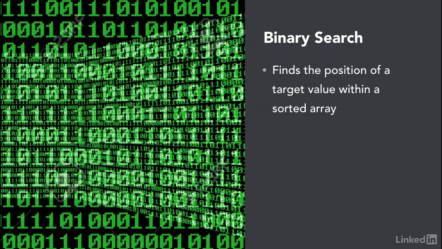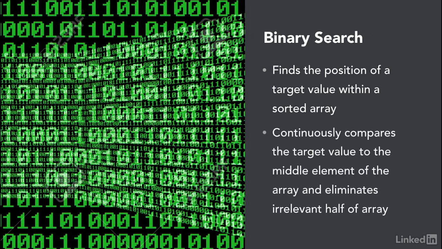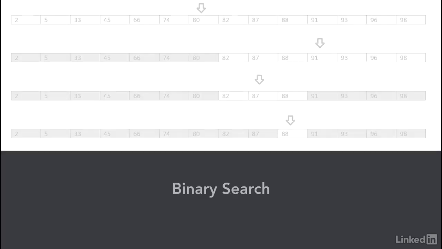That's important to remember, the keyword sorted, because without it being sorted, we're not able to implement this. The way it does this is by comparing the target value to the middle element of the array. If they are unequal, the half in which the target can't be in is eliminated, and the search continues on the remaining half until it finds it, or it indicates it doesn't exist. Let's take a look at this visually.